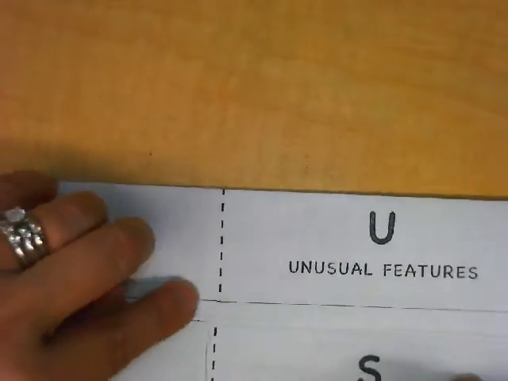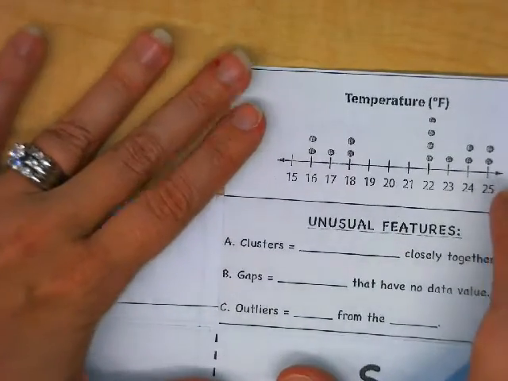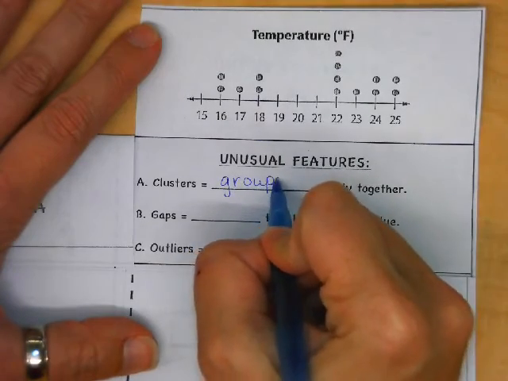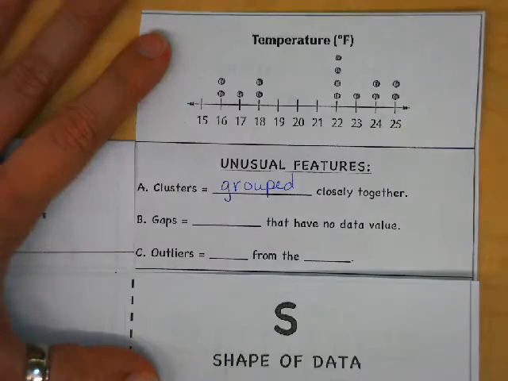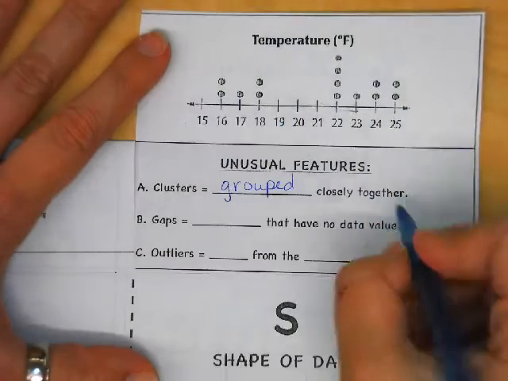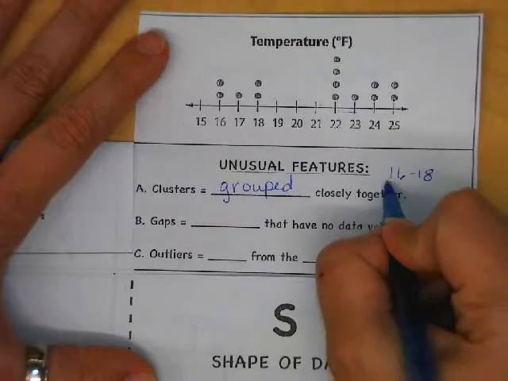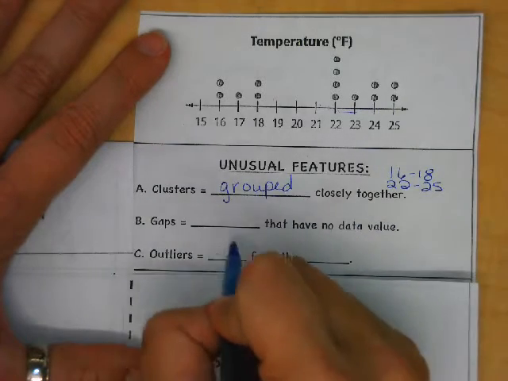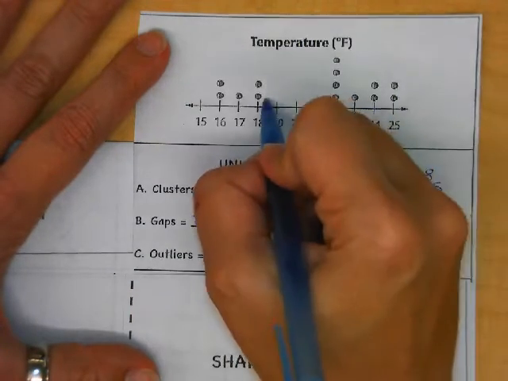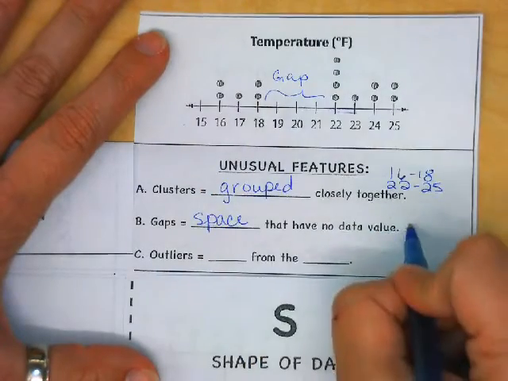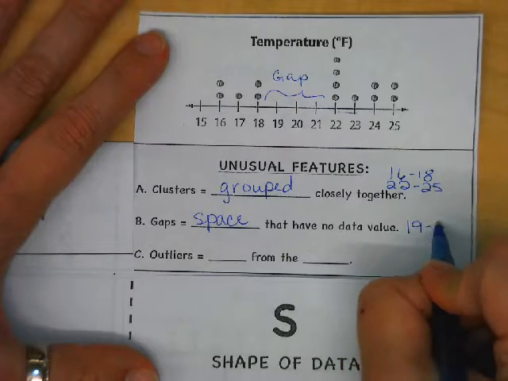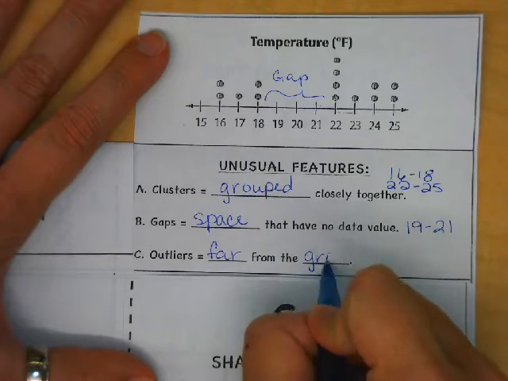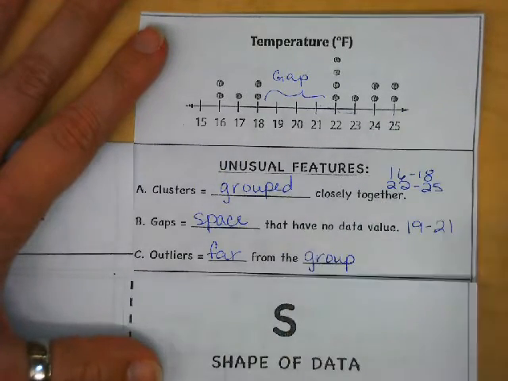Unusual features that we can talk about. Clusters. Clusters are going to be groups of data that are close together. So you can see here we have a cluster from 16 to 18. We also have a cluster from 22 to 25. A gap is going to be space that has no value. So you can see right here, this is a gap. So we could say we have a gap from 19 to 21. And outliers are going to be data that is far from the group. We talked about that the other day. There are no outliers on this particular example.